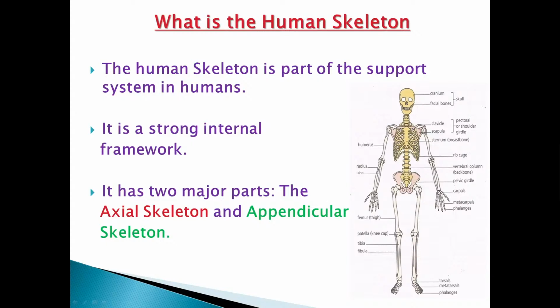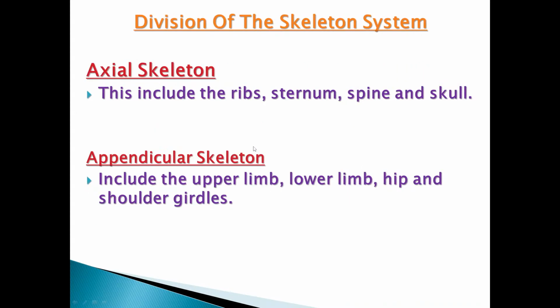So of course the entire skeletal system is placed into two main divisions, which of course are the axial skeleton and the appendicular skeleton. So in terms of the parts that make up these two divisions, we definitely need to know the different parts that make them up.